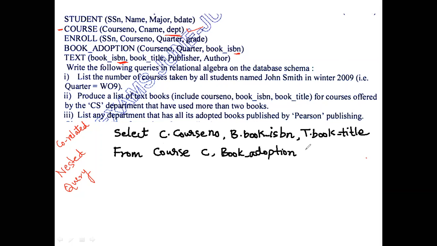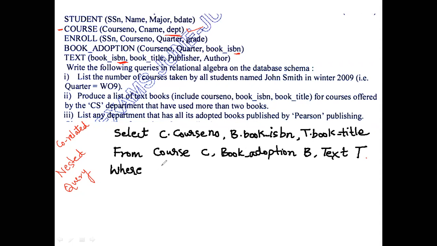So let us call this B. And then we need the textbook table, so let us call this T. And then we need to combine these tables.